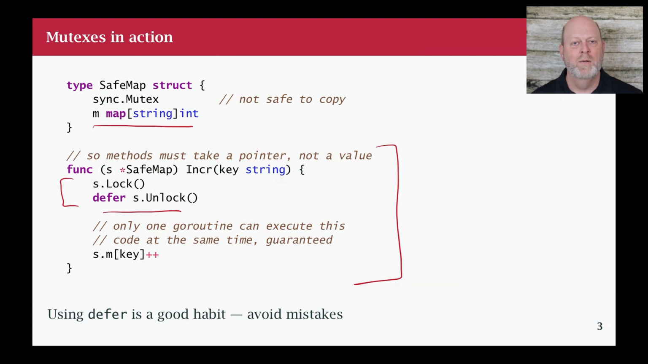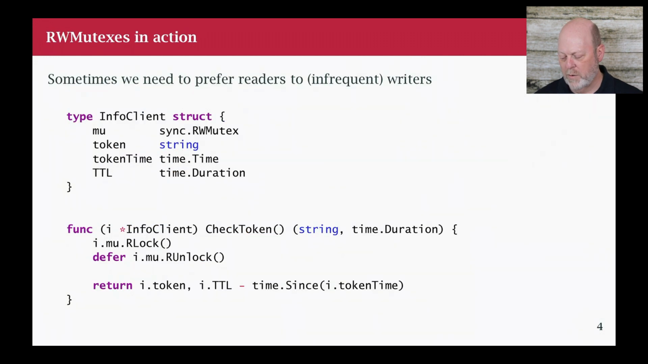Now, there's a variant of this that's very, very useful in cases where we know that we're going to read way more often than we write. And that's the read-write mutex. Okay? And here's a little structure that has one. Now in this case, I didn't embed it. It's just a field, and I'll call it by name. So this is the other way you can do it. And it's kind of a design choice either way.